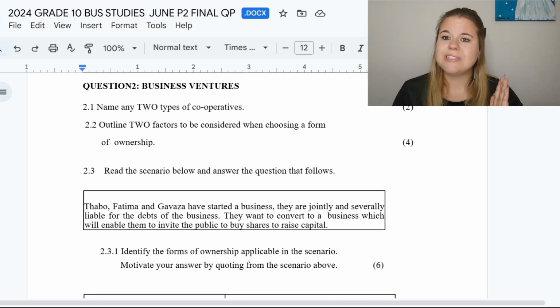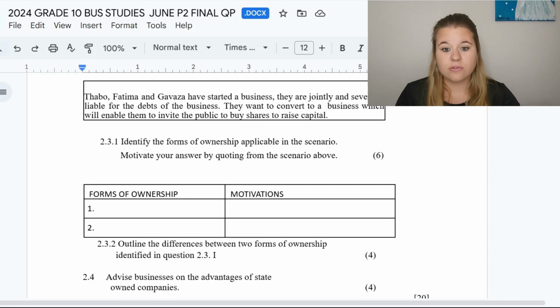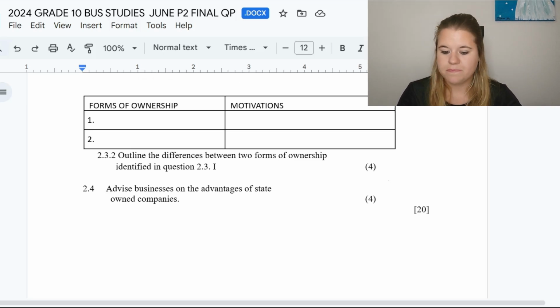Okay, question 2, see the heading, business ventures. Right, so here we're looking at naming 2 types of cooperatives. That's a form of ownership. Outline 2 factors to be considered when choosing the form of ownership. Identify the forms of ownership. Outline the differences between the 2 that you identified. Advise the business on the advantages of state-owned companies.